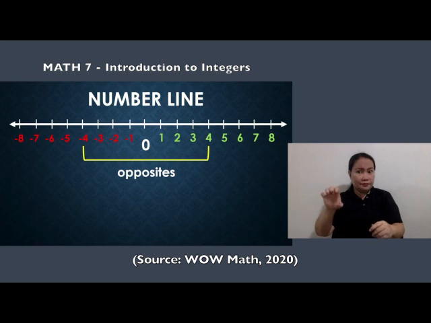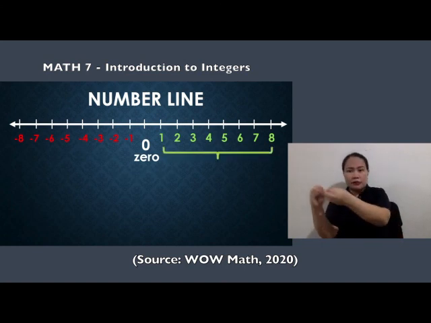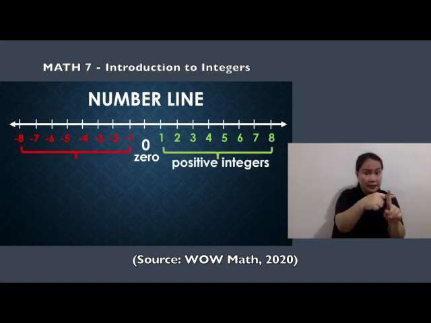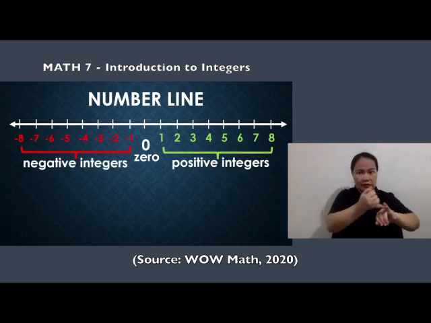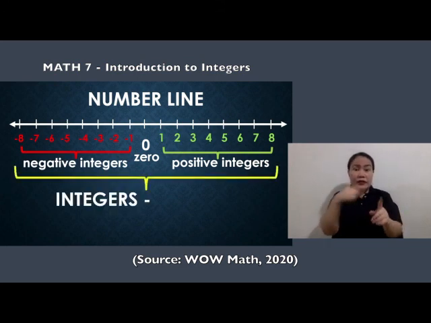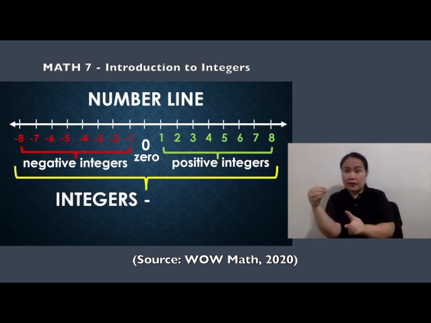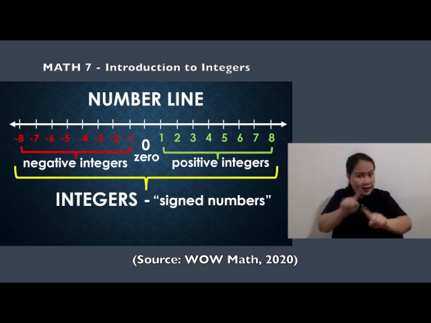So, again, a number line consists of 0, positive numbers, and negative numbers. So, again, 0, positive integers, negative integers. Now, itong 0, negative integers, and positive integers, ito yung tinatawag nating integers o minsan, kadalasan, ang tawag natin dito ay signed numbers. So, pag sinabing signed numbers, ang tinutukoy niya rin dito ay integers. Or pag sinabi nating integers, that is also referring to signed numbers.